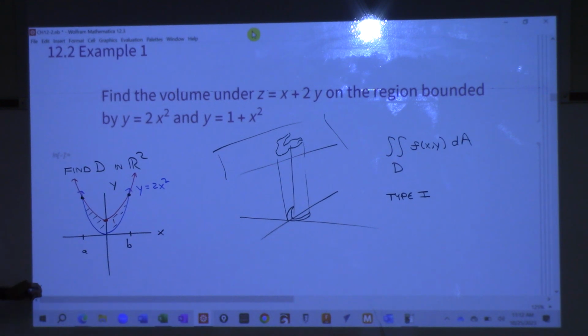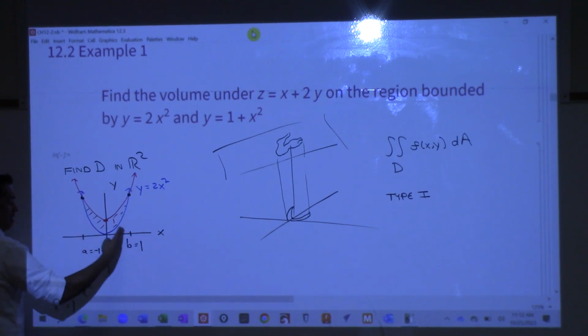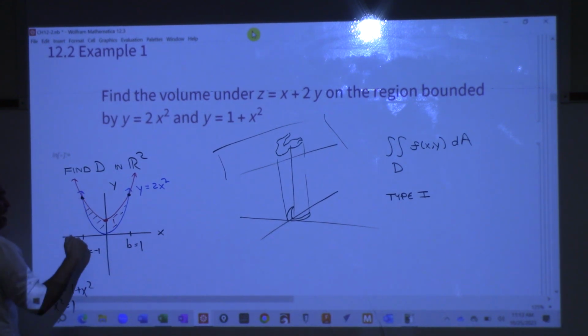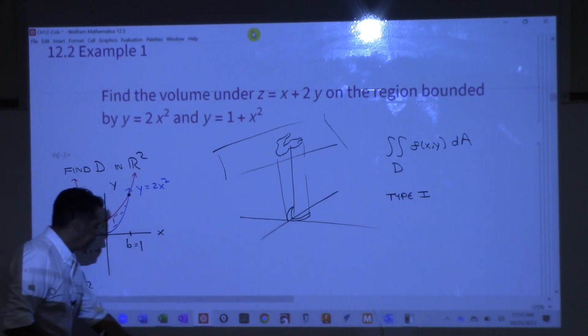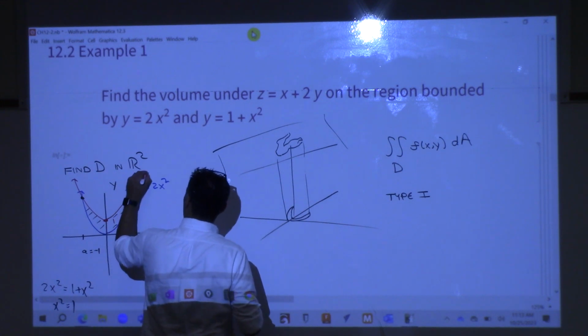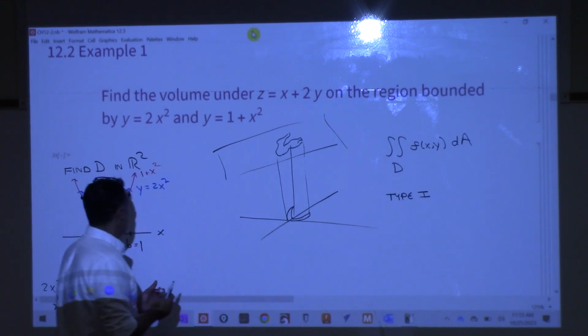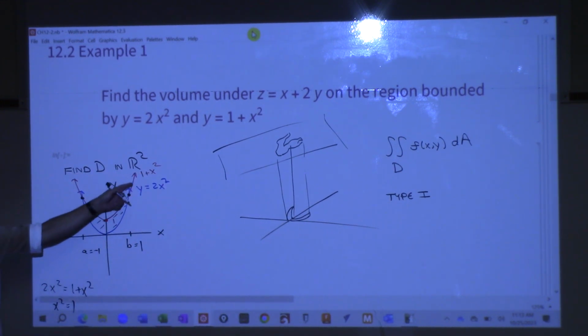Try it. We'll set them equal real quick. 2x squared equals 1 plus x squared. Subtract x squared on both sides. X squared is 1, so x is plus or minus 1. So I know that these are negative 1 and positive 1. So every point in here, the x values must live between negative 1 and 1, but the y values must always be between these two curves, between the red and the blue.